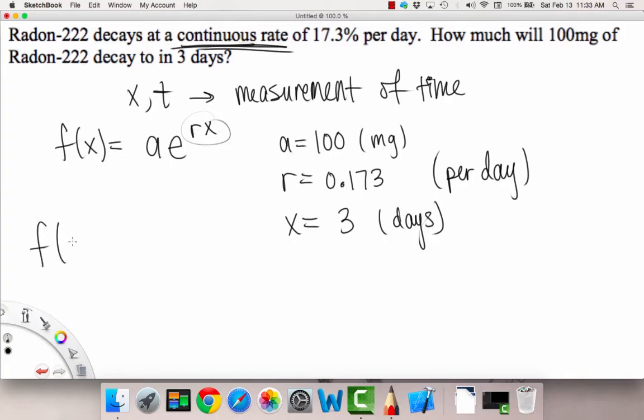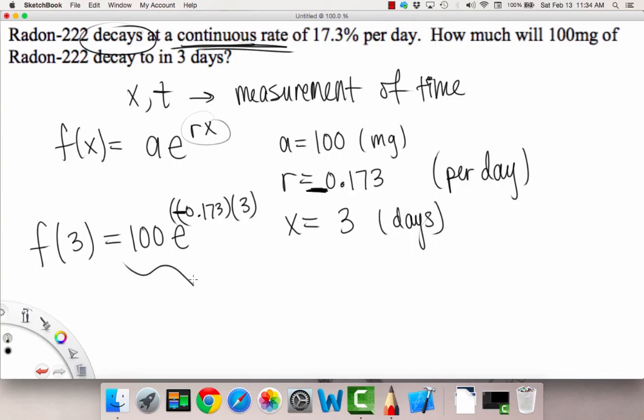So we're going to get f of 3 is equal to 100 times e, which is just a number, 2.71, to the 0.173, that's our rate, per day, times 3 days, okay? One other thing is that it says it decays. That's super important because that means we are decreasing our amount over time, right? So our rate is actually going to be negative. So we put a negative sign in front of our r. That changes our formula, because now we have a decreasing amount. After a certain amount of time, we should have less than what we started with, as opposed to if we had a positive rate, we would have more than what we started with, okay?